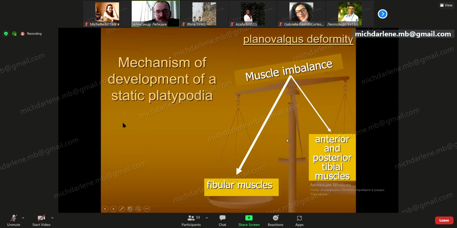And the plantar valgum deformity depends on this balance: fibular muscles and anterior and posterior tibial muscles. That's why this tension and traction guarantee whether you have any rotation or torsion to the lateral or medial side. That's why the most often cause of plantar valgum deformity is a paralytic type.